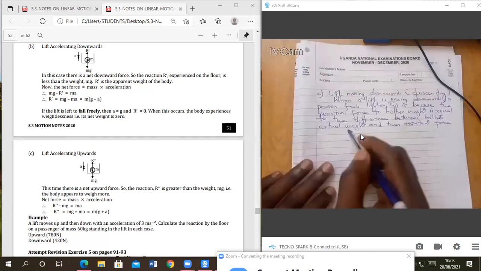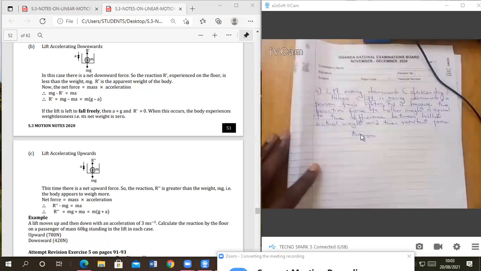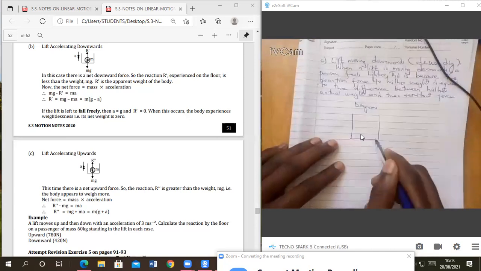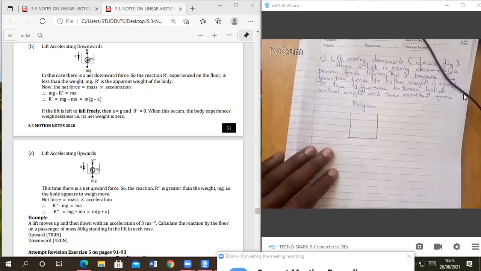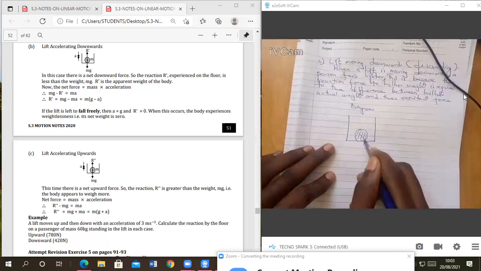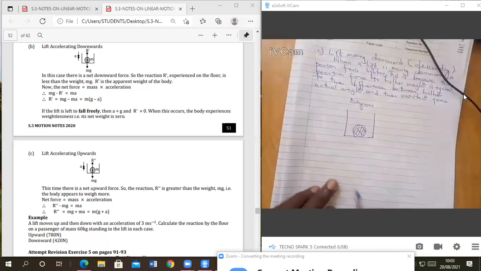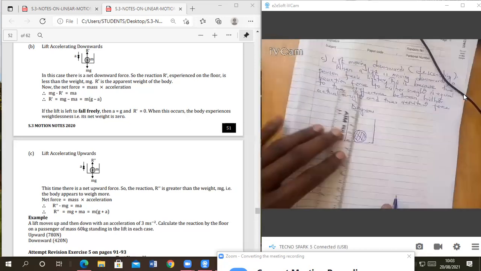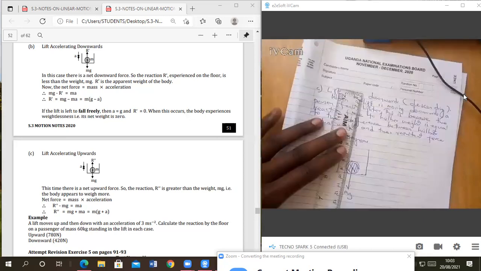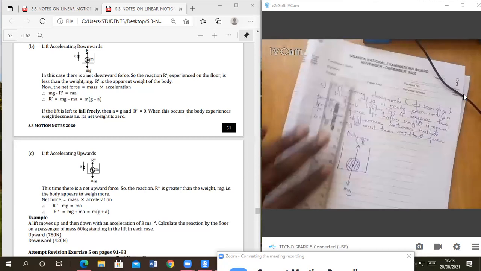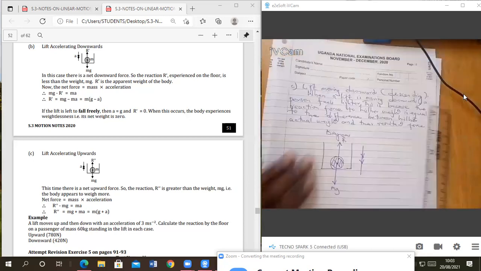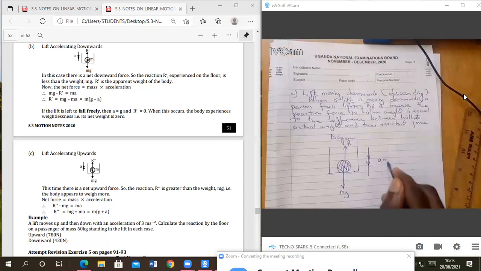Then now we can consider diagrams. You can draw that diagram now. You are in the lift. There you are. Please use a ruler. Don't use a free hand like me. Use a ruler so that you draw a good diagram. Weight mg. There's a reaction R from the floor of the lift. This time, the lift is moving downwards, so the acceleration will be downwards. So a meters per second squared.